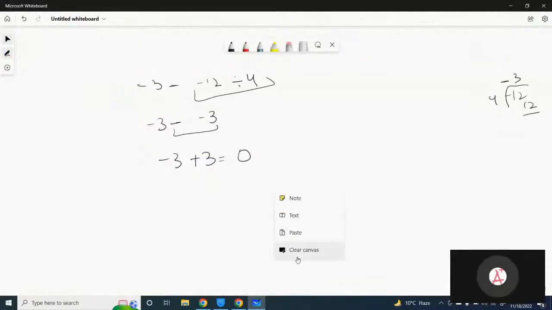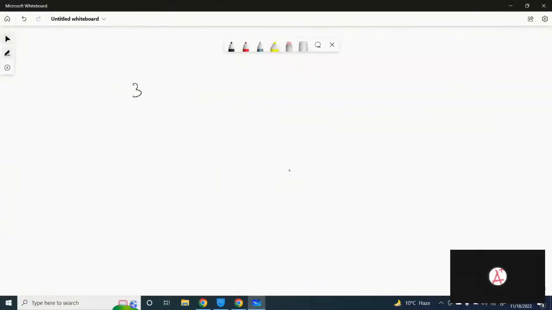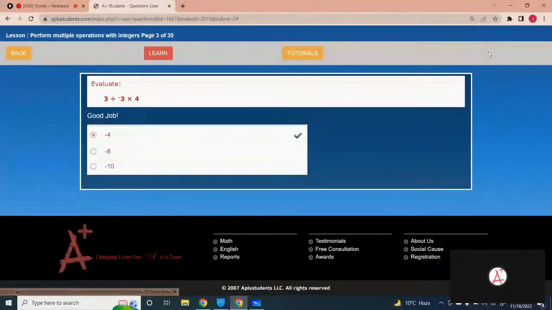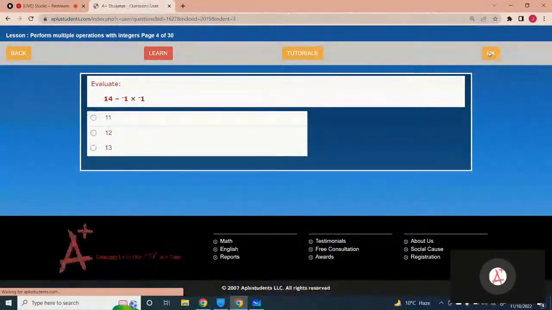Okay, the next one is 3 divided by negative 3 times 4. Okay, so you have division and multiplication on the same level. Got it? You have to perform from left to right. So on the left we have division first. So just divide. 3 divided by negative 3 is negative 1, and negative 1 times 4 is negative 4. Got it? It would be negative 4. Just select the correct option and click on the OK button. Got it, everyone?